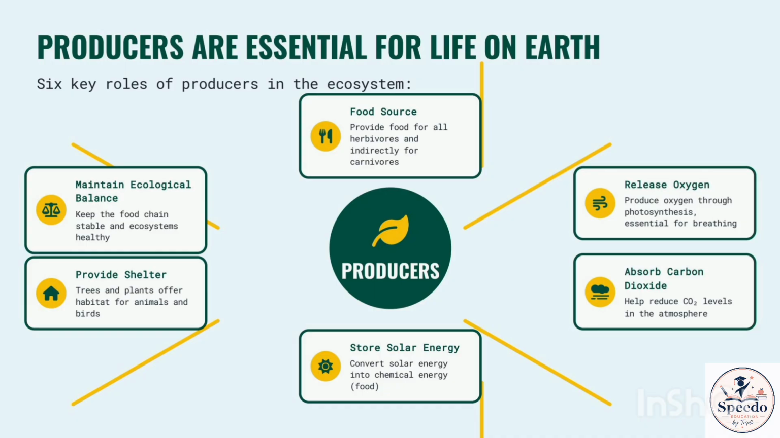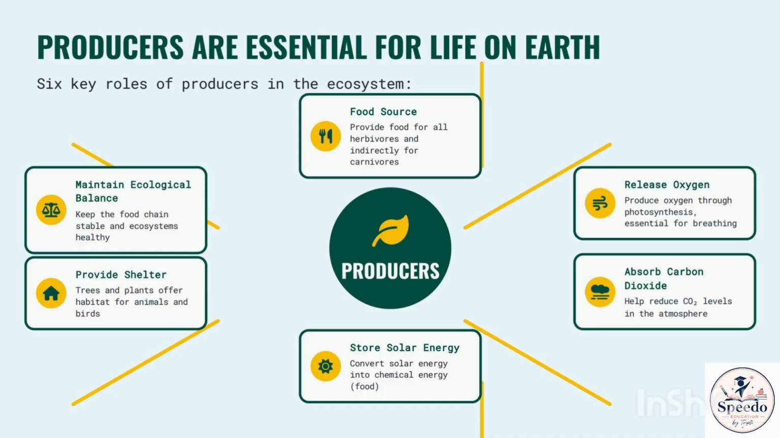Fifth, producers provide habitat and shelter. Many living organisms depend on plants not only for food but also for shelter. Birds build nests on trees, monkeys live in forests, insects hide among leaves and flowers. Many animals use plants for protection from predators and harsh weather. Thus, producers support biodiversity by providing homes for countless species.